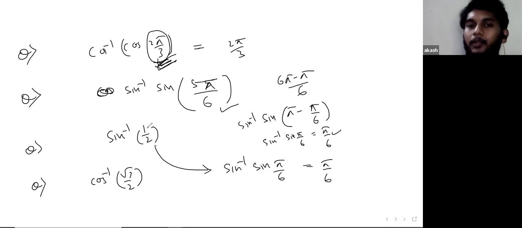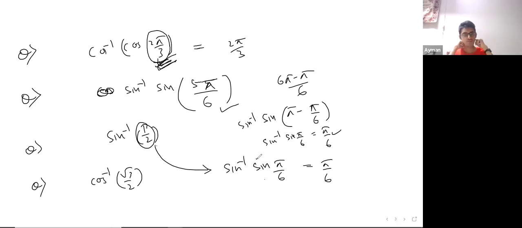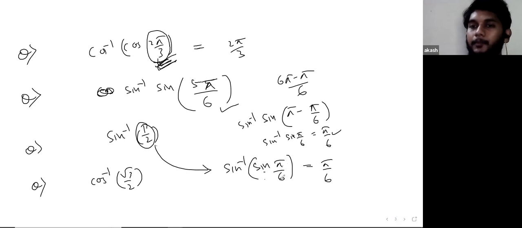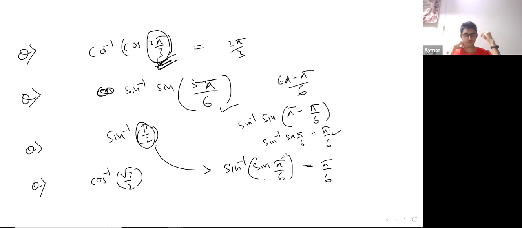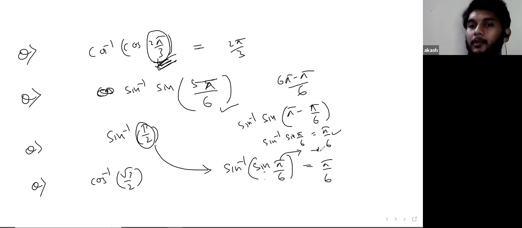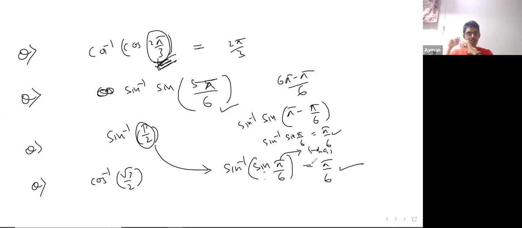All right. See, we know half is when sine is 30 degrees. Sine 30 is half. So I can replace half with sine pi by 6. Pi by 6 is 30. And this does lie between minus pi by 2 to pi by 2. So this will be the answer. Okay. So can you tell me the next one?